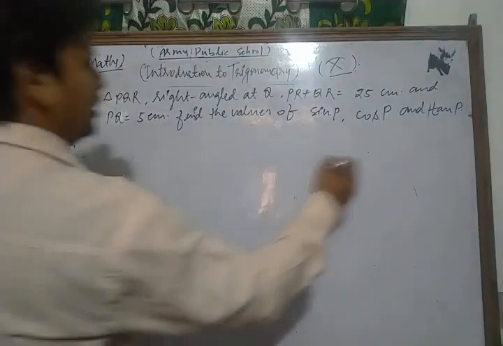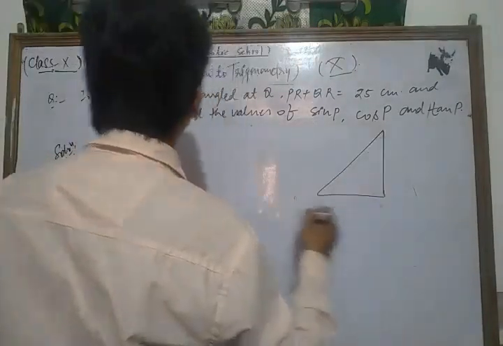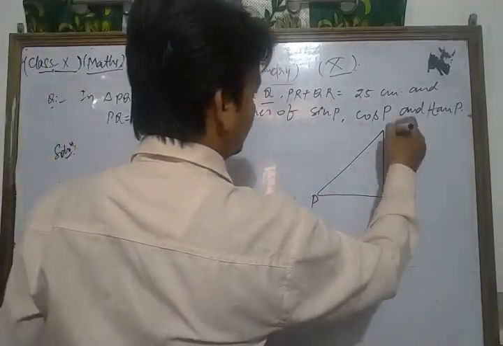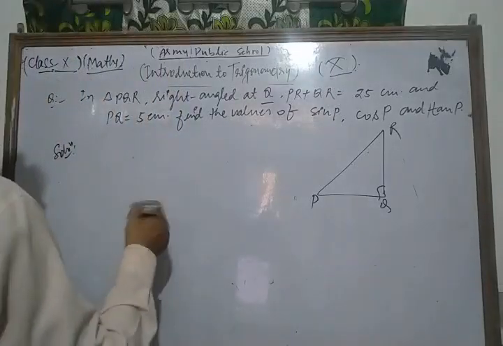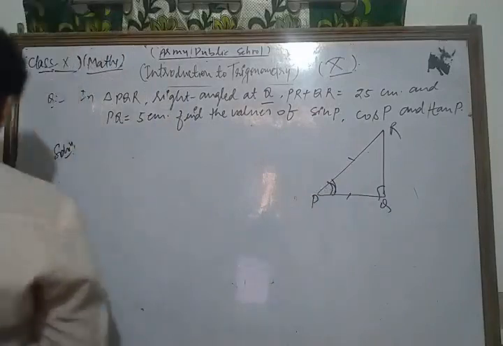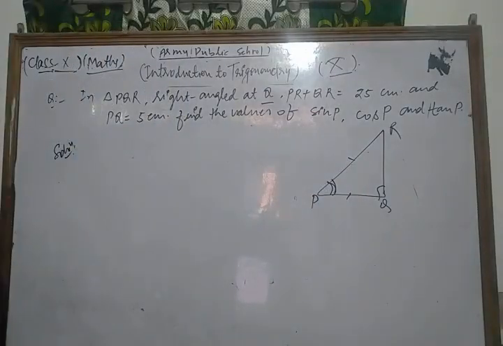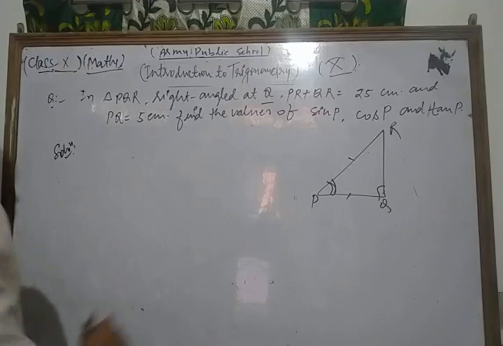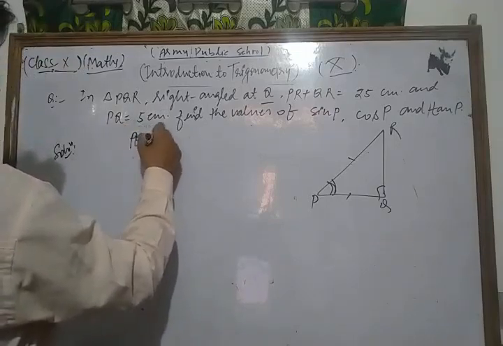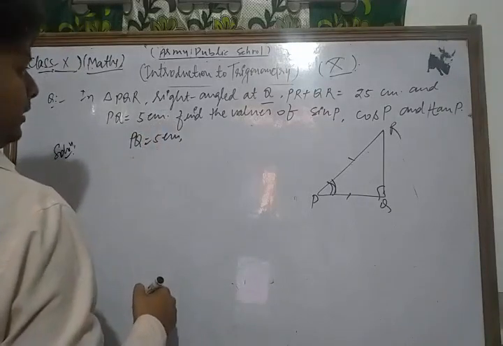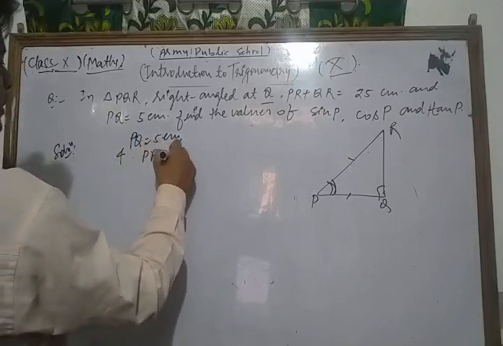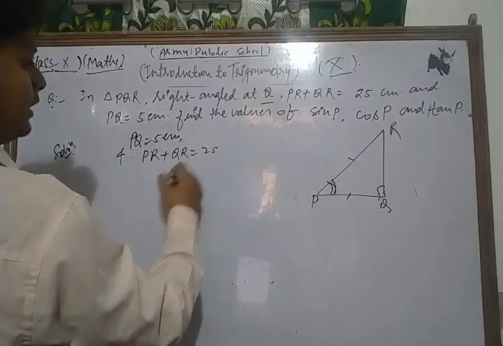So first of all, same here we draw right angle at Q. Right angle at Q, so here we draw PQ. This is right angle at Q. So this is your hypotenuse. This is base, and here we mention the angle P. We find the value of tan P. Now let's see. PQ is given as 5 centimeter, and PR plus QR is equal to 25 centimeter.